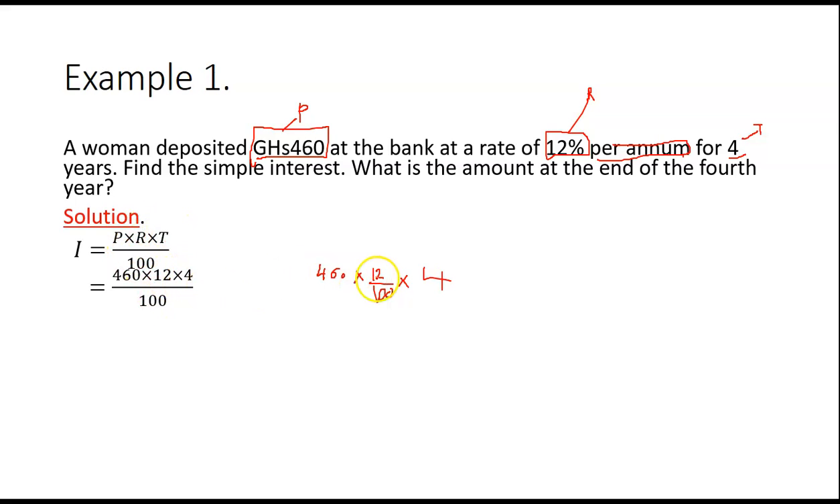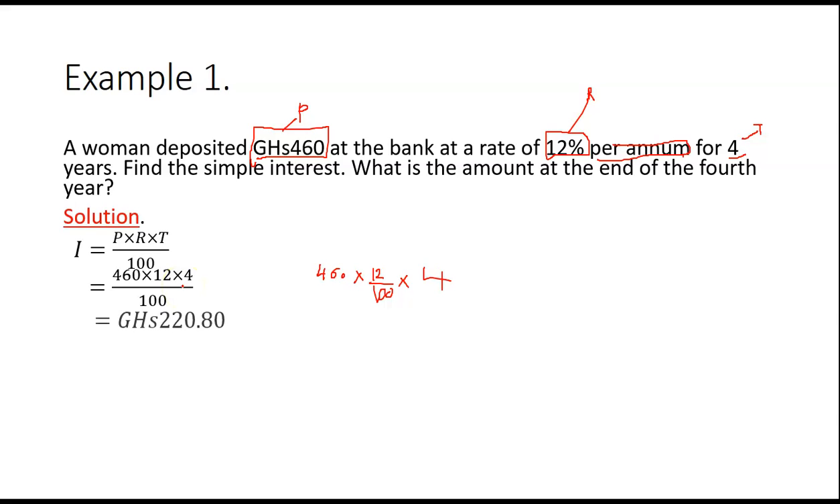Because the R alone stands for what? 12 over 100. If that's not the case, somebody would have substituted 12 over 100 just here before he divides all by 100. Do you get it? But just take this simplified form then.